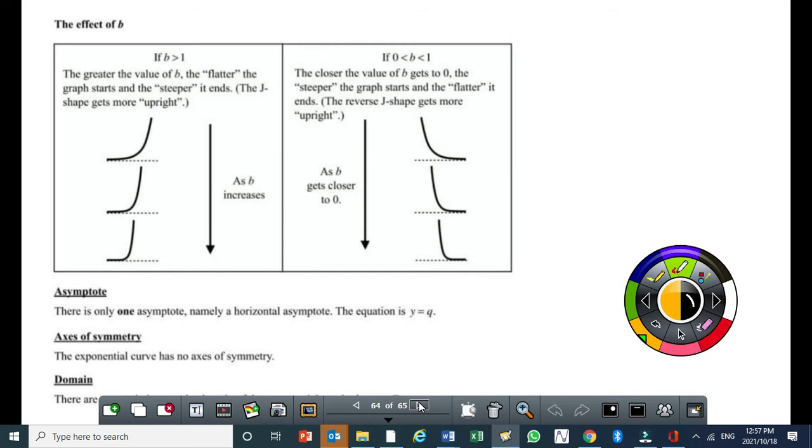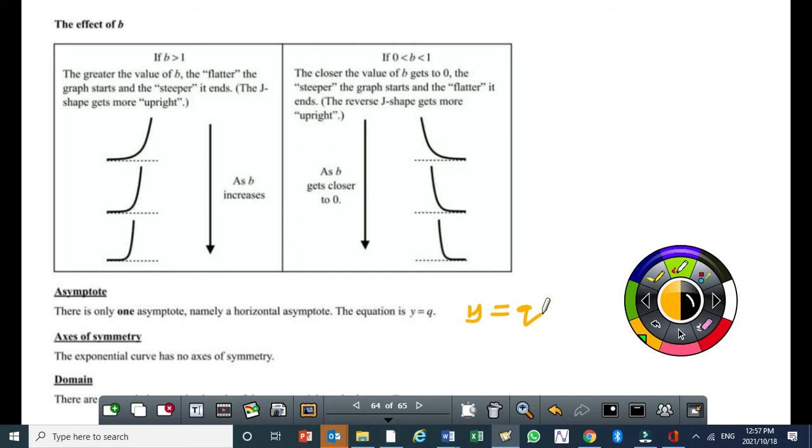It has got one asymptote, and that asymptote has an equation, which is y equals q. The exponential function has one asymptote, which is y equals q. It's not like the hyperbola, which has got two asymptotes. This one has got one asymptote. Only one asymptote, and the equation is y equals q.